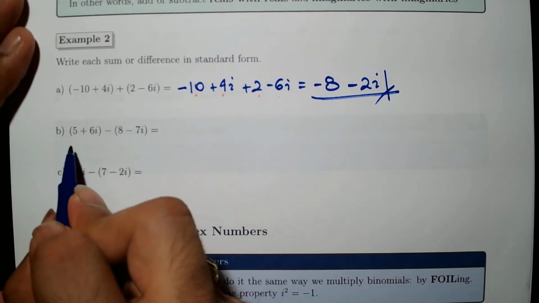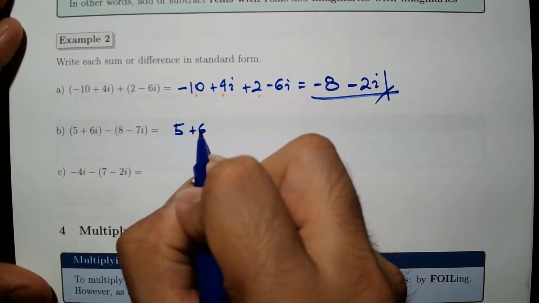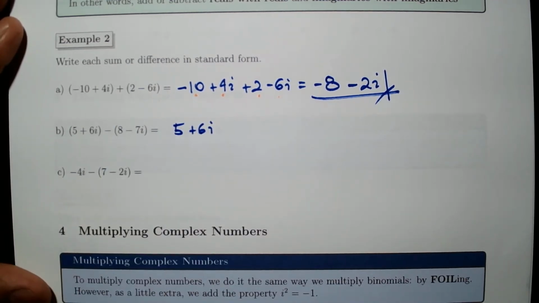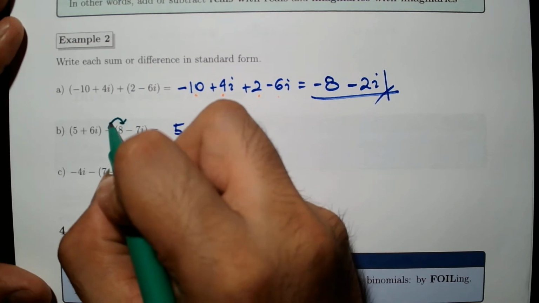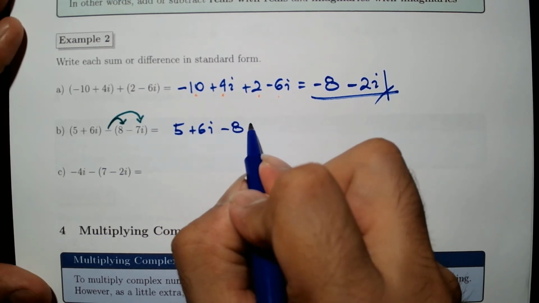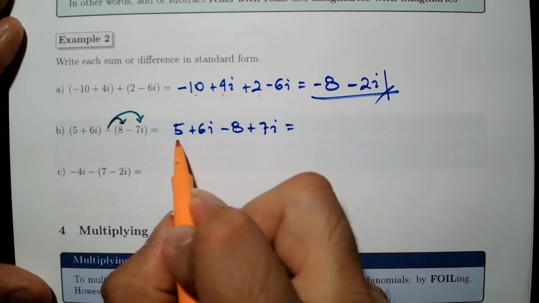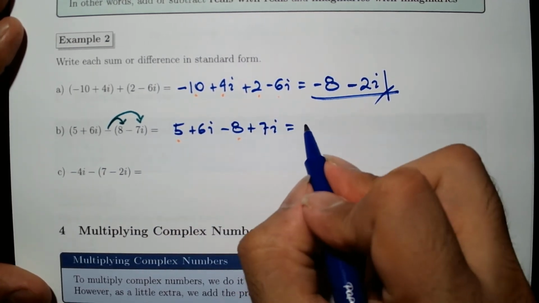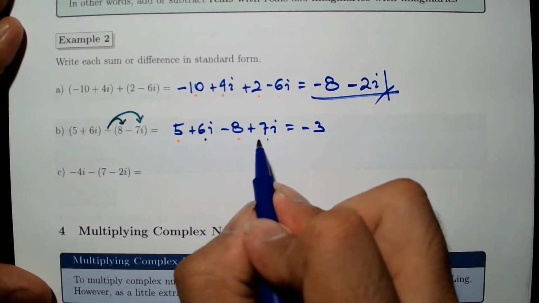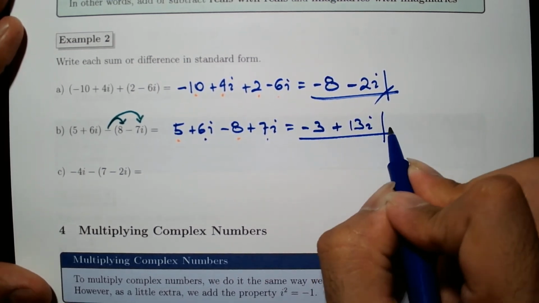In the same case, for letter B, for the first set of parentheses, I'm just going to get rid of the parentheses. However, in the second set of parentheses, I cannot just get rid of the parentheses. I need to distribute the negative sign. Alright, so we're going to have negative 8 plus negative, and negative is plus 7i. Again, combine reals with reals, that's 5 minus 8, which is negative 3. And imaginaries with imaginaries, that's going to give us 6i plus 7i, 13i.